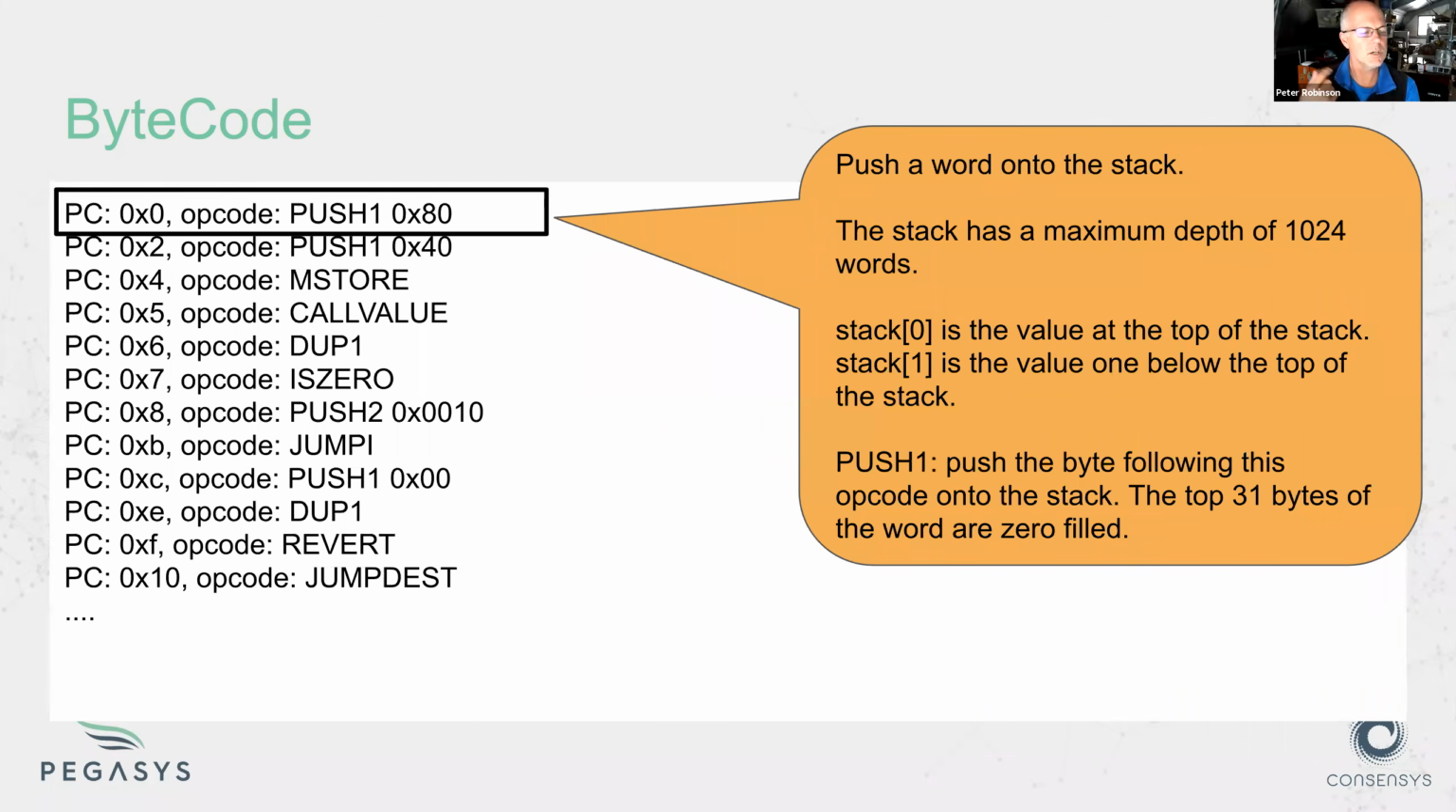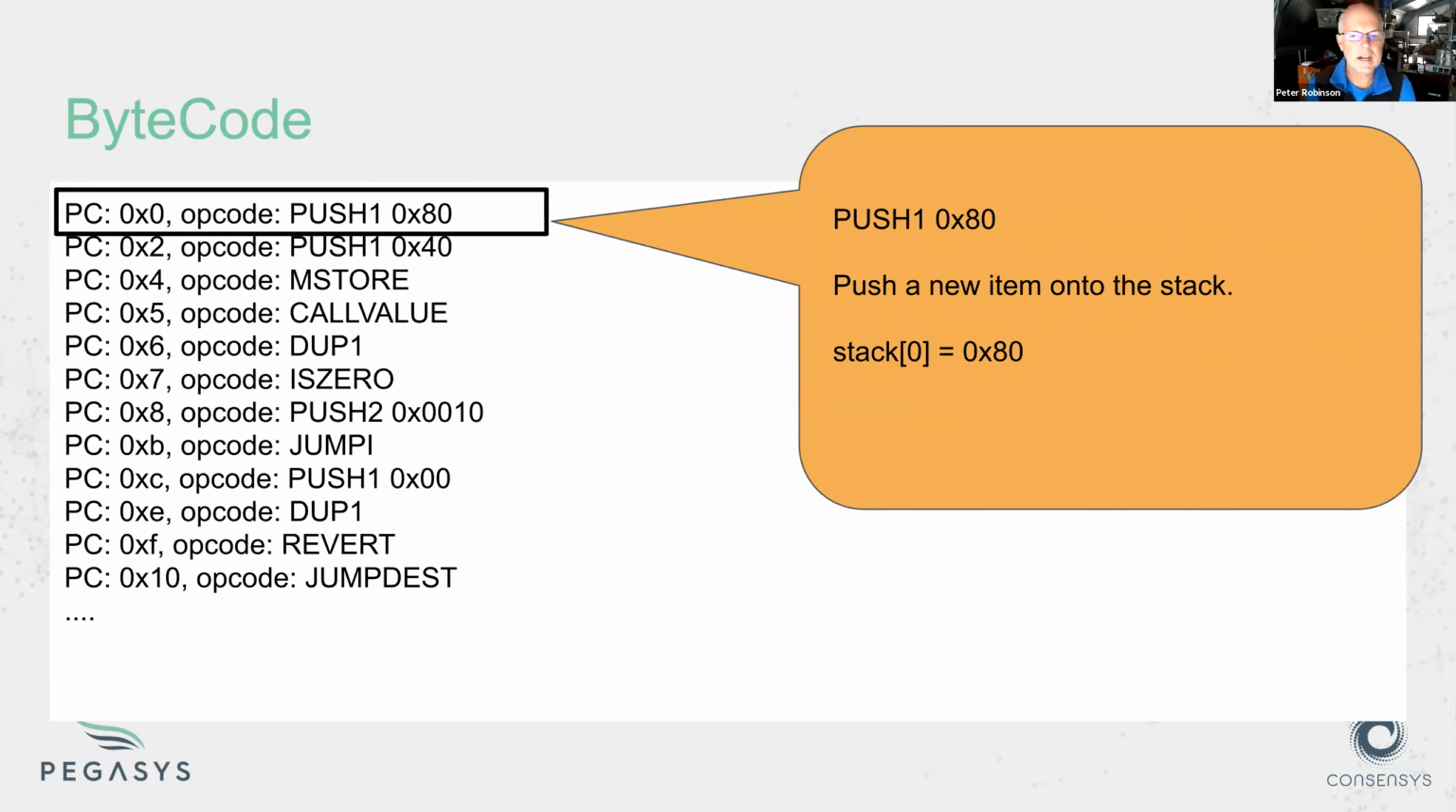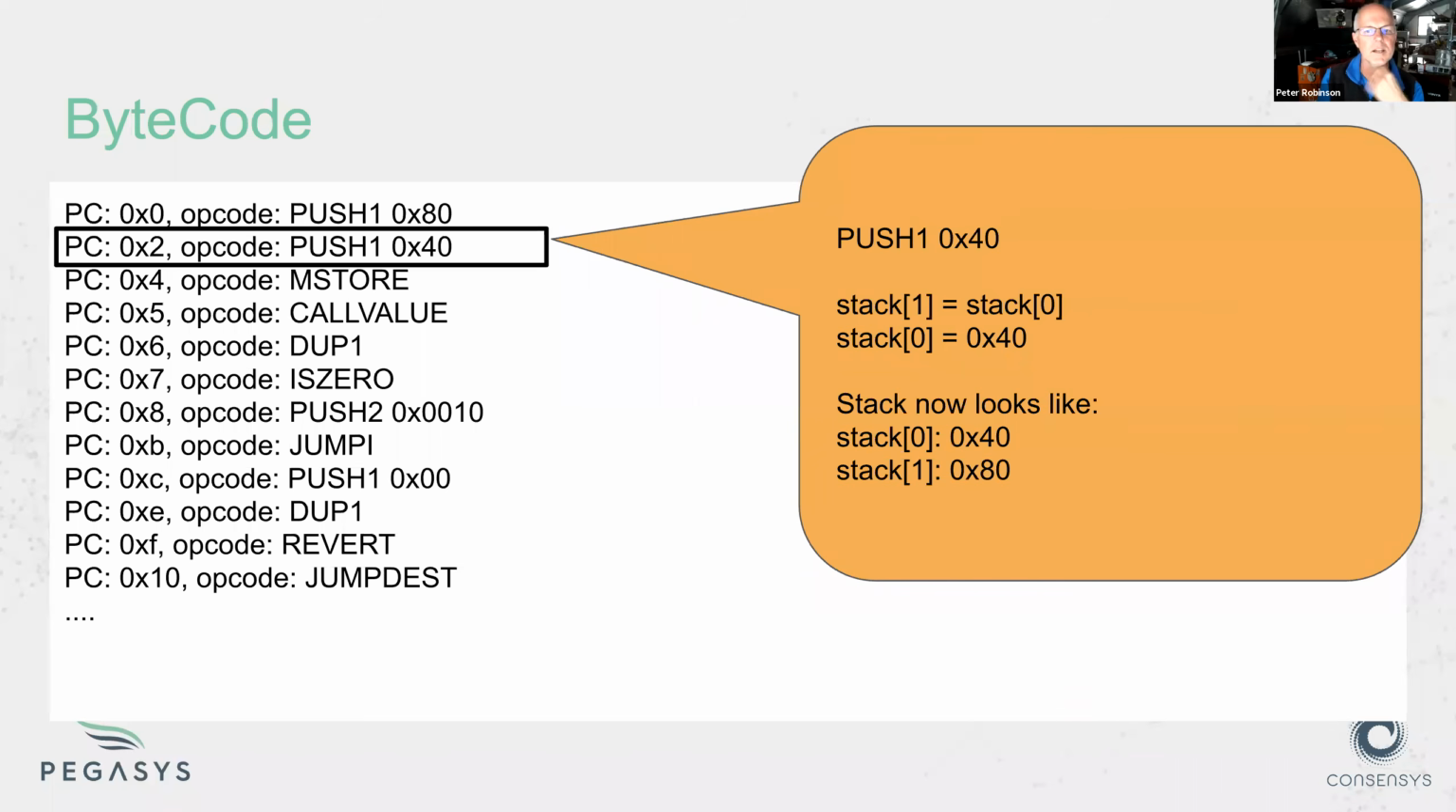So when you're pushing 1 byte onto the stack, like push 1, then the top 31 bytes are set to 0. After this has happened, you have 80 as the top of the stack. And then we push 40 onto the stack. And so the stack now looks like 40 at the top and 80 is the next one.